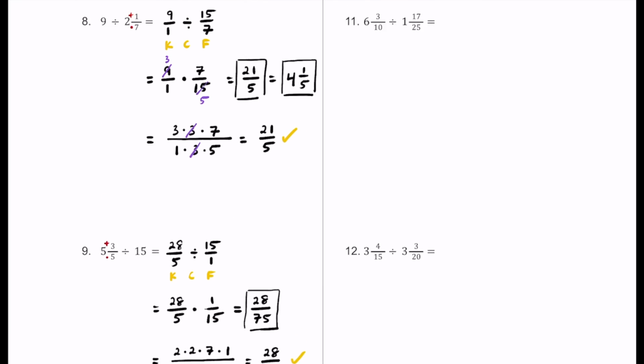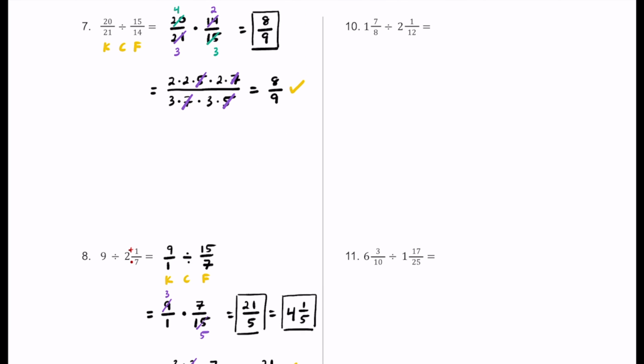Moving on to number 10, we have a mixed number divided by another mixed number. So let's go ahead and rewrite this first. So 1 times 8 is 8 plus 7. 8 plus 7 is 15. So we have 15 over 8 divided by, and we have to turn the next fraction into an improper fraction as well. So 2 times 12 is 24, plus the 1 on top is going to be 25. So it's going to be divided by 25 over 12.